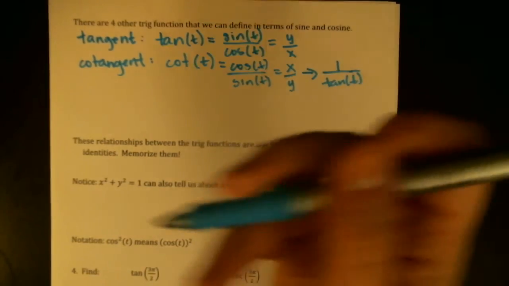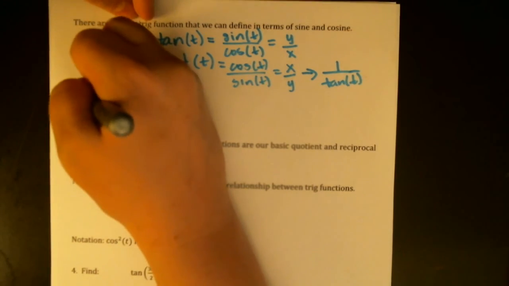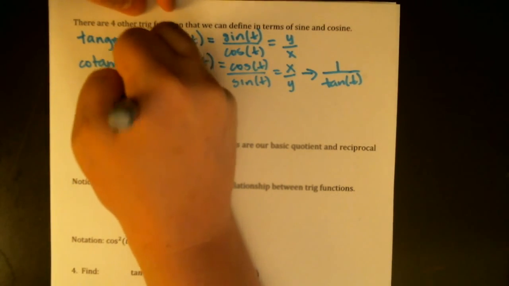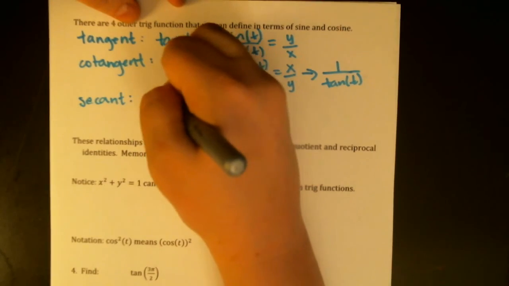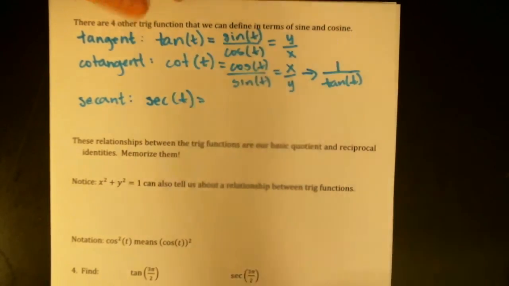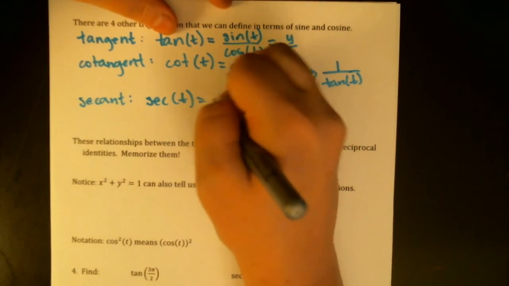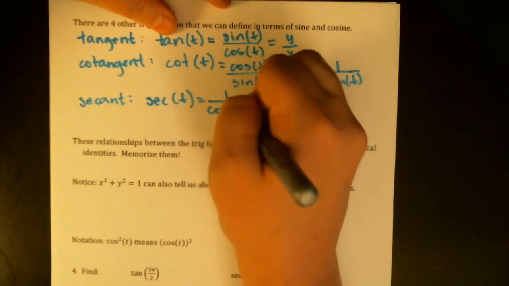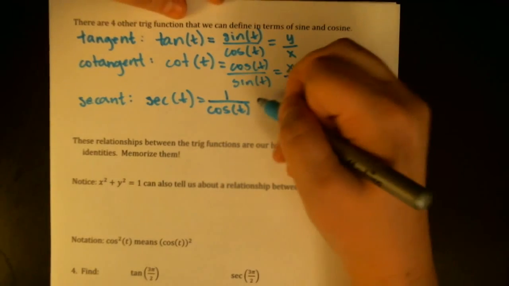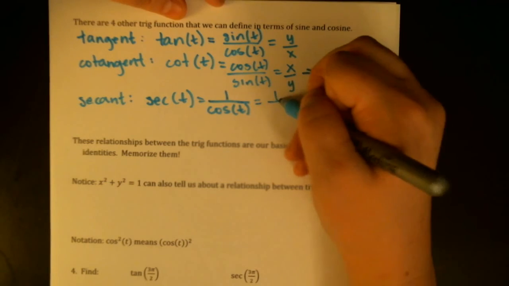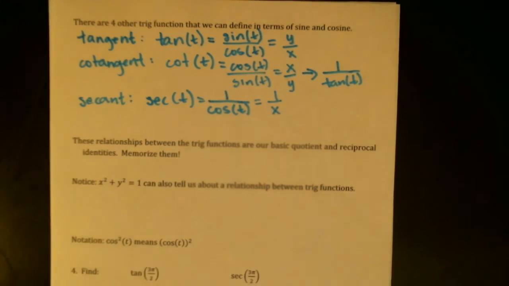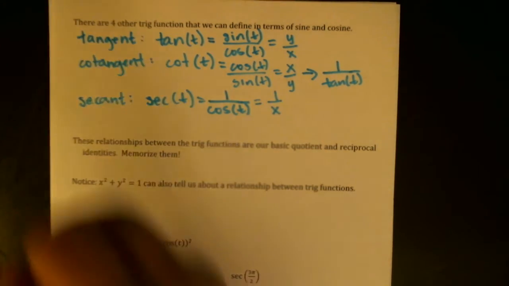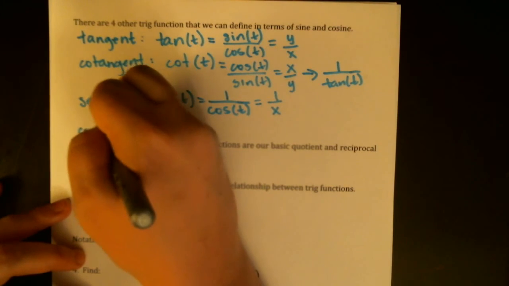The next one I want to do is secant. Secant is abbreviated SEC. And secant of t is 1 over cosine t. So secant is the reciprocal of cosine. So on the unit circle, it's going to be 1 over your x value. And the very last one is cosecant.